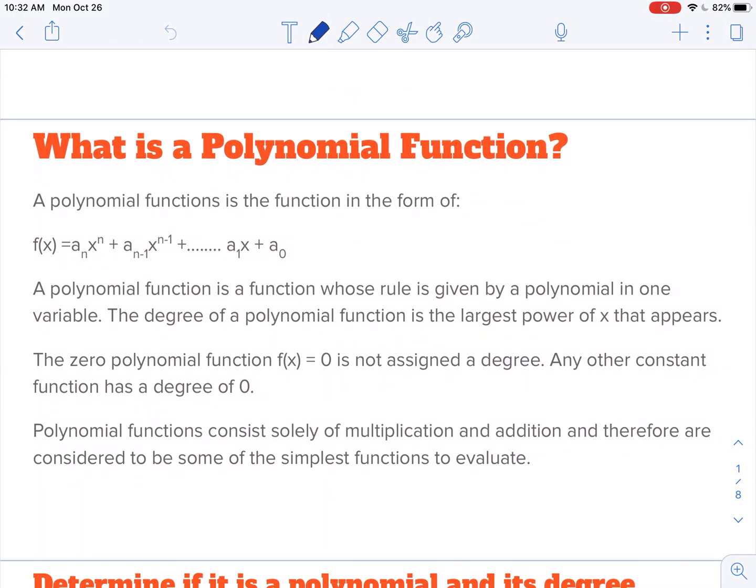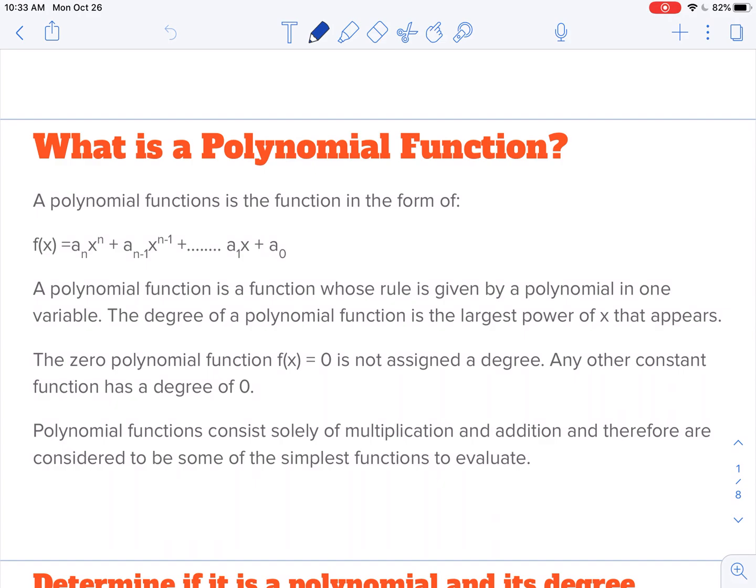A polynomial function is a function in the form a sub n times x to the n power plus a sub n minus 1 times x to the n minus 1, and so on. A polynomial function is a function whose rule is given by a polynomial in one variable. The degree of a polynomial function is the largest power of x that appears. The zero polynomial function f of x equals 0 is not assigned a degree. Any other constant function has a degree of 0.